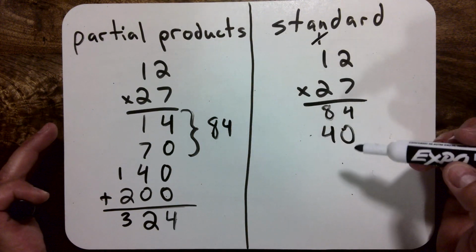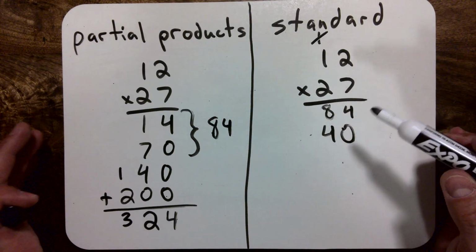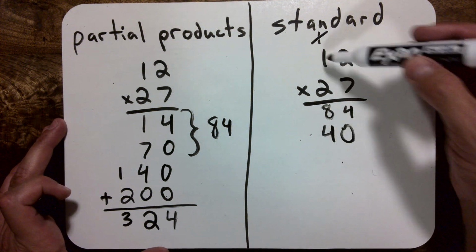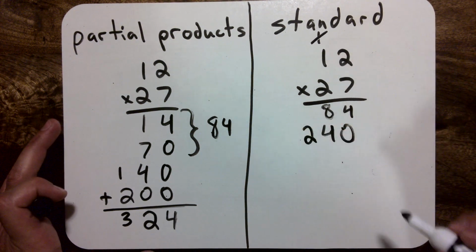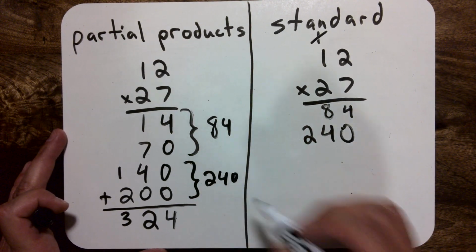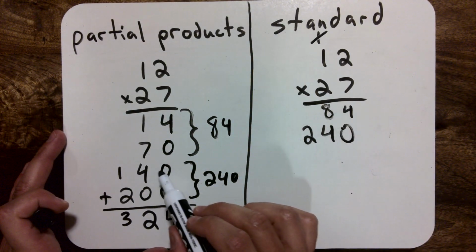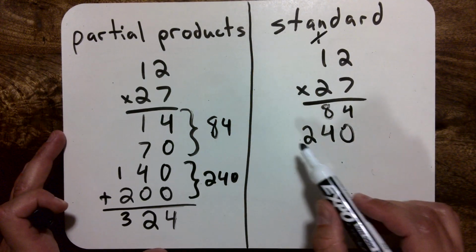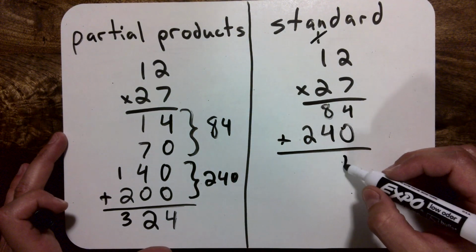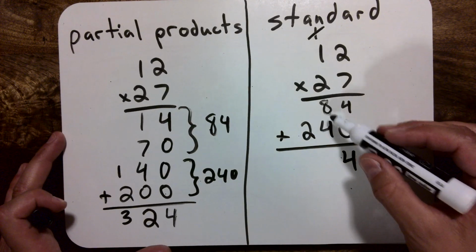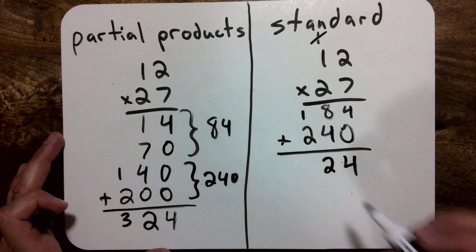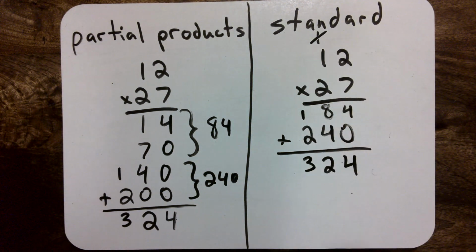Since we only had 4 10s, we didn't have more than 9 10s, so we don't need to do any regrouping here. Then we do 20 times 10, or 2 times 1, to get 240 for the second line. Again, you'll notice in the partial products algorithm, that's just the sum of those last two partial products, the 200 plus 40. Then in the standard algorithm, we just add these two partial products. So 4 plus 0 is 4. Here, 8 plus 4 is 12, so we have 12 10s. We'll keep 2 10s, and 10 of the 10s will be regrouped as 100. And 1 plus 2 is 3, so we get 324.